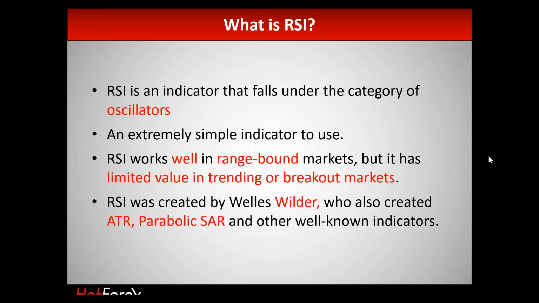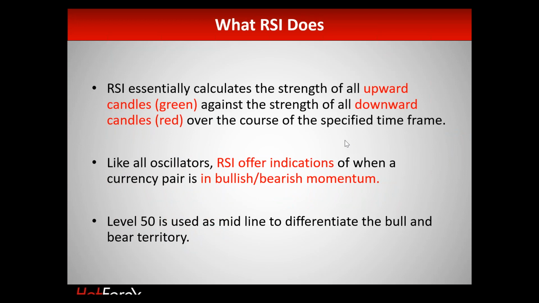Who created RSI? Actually, the one who created RSI is Wilder. This guy is famous because he created a few other indicators that are widely used in trading: forex, stock, commodity, futures, bonds, all of that. He created ATR, average true range, parabolic SAR, and a few other well-known indicators. But the most famous are RSI, ATR, and parabolic SAR. His most famous invention, okay, discovery.